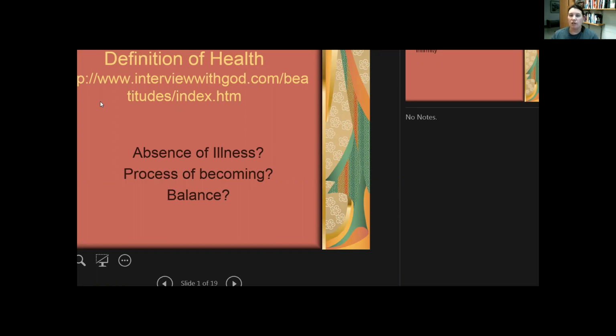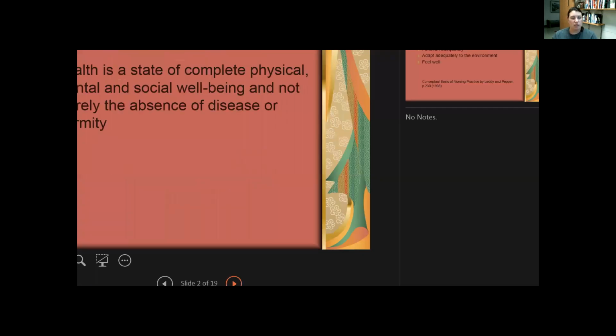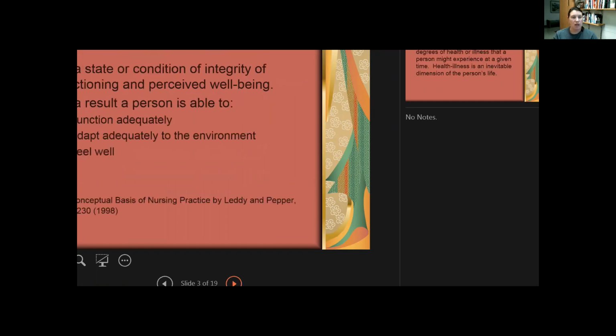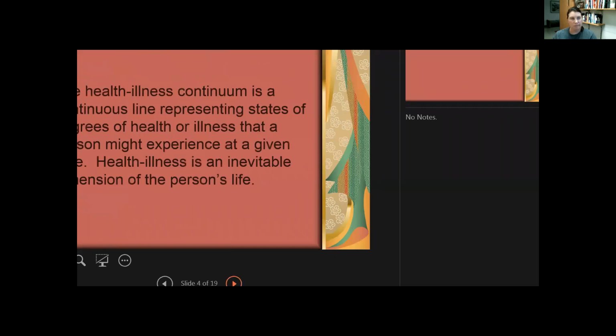This is our health PowerPoint for the week. Again, the definition of health can be the absence of illness, the process of becoming. It can also be described as balance. The World Health Organization defines health as a state of complete physical, mental, and social well-being, and not merely the absence of disease or infirmity. Health is a state or condition of integrity, of functioning and perceived well-being. As a result, a person is able to function adequately, adapt adequately to the environment, and feel well.